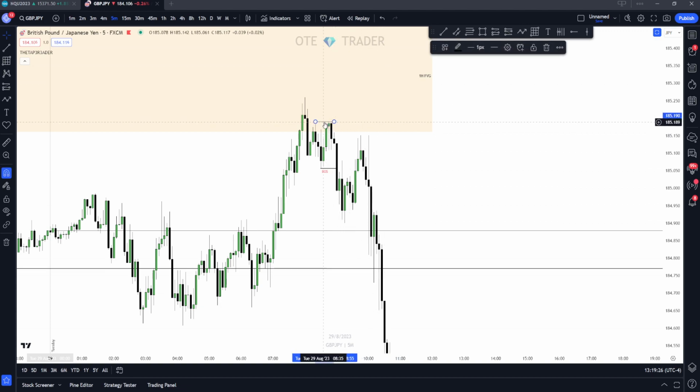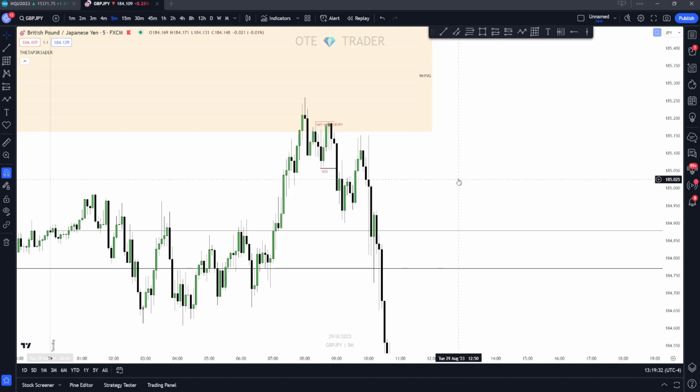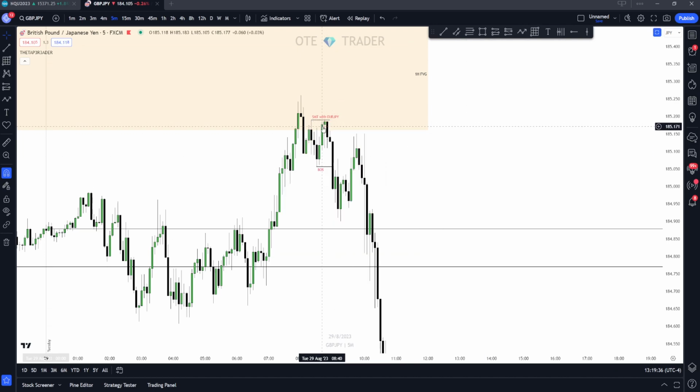Furthermore, we had SMT on these highs, right? We have SMT with Euro JPY. Now, Euro JPY did not take out this high, right? But GBP JPY took out this high, so we had SMT in play. Now if you watch the previous video, how to spot high probable smart money reversal, this is exactly what happens when there's high probable smart money reversal, right? There is SMT coupled up with the smart money reversal.